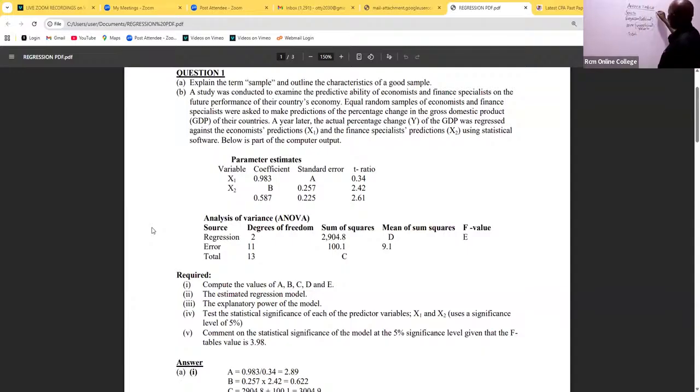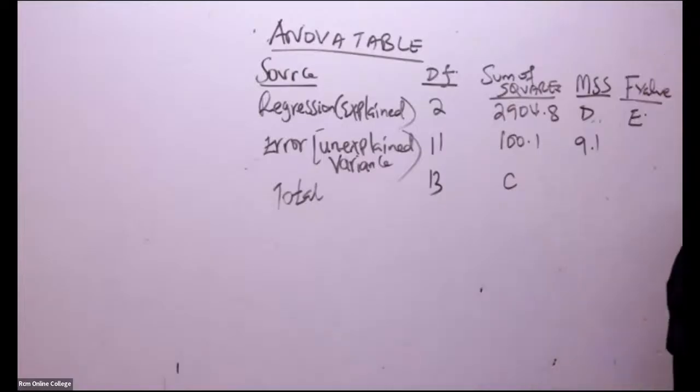And then we have what we are calling degrees of freedom. The explained degrees of freedom there are 2, 11, adding to 13. And then we have sum of squares: 2904.8 and 100.1, and C. And then we have mean sum of squares, MSS. For the mean sum of squares, I can see D, and then I can see 9.1, and then I can see the F value. For the F value, I can see an E there. So first of all, let's put down this ANOVA table, and once you finish writing it, please mention there, yes, we are okay.